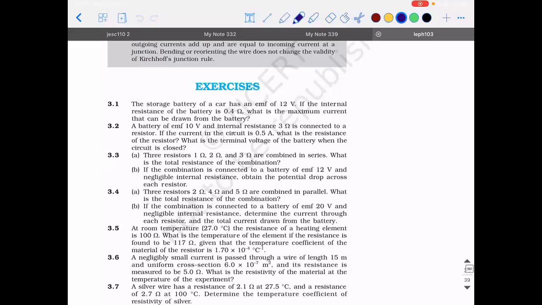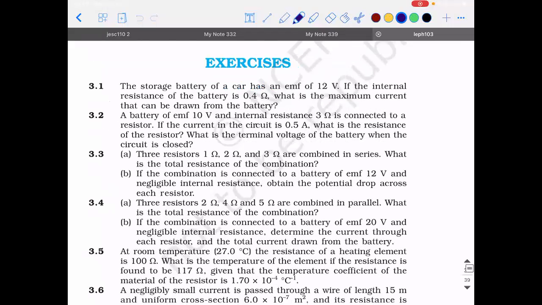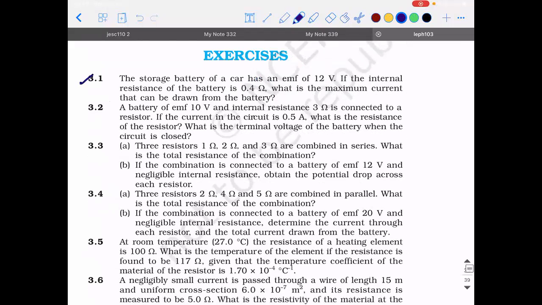So first problem, exercise 3.1. The storage battery of a car has an EMF of 12 volt. If the internal resistance of the battery is 0.4 ohm, what is the maximum current that can be drawn from the battery?